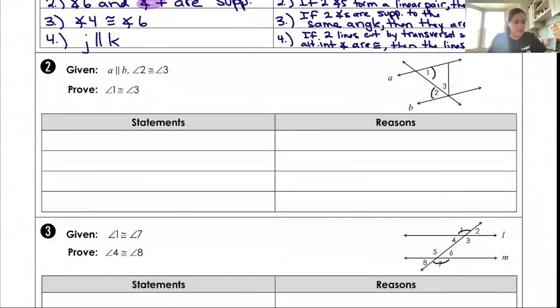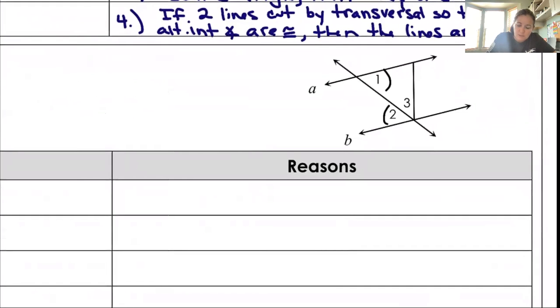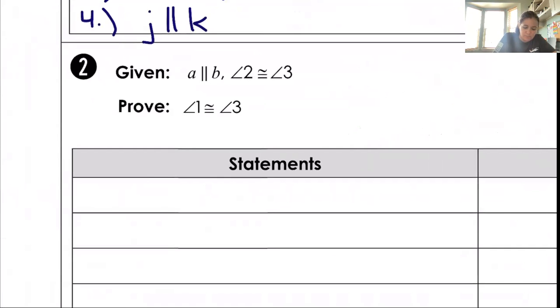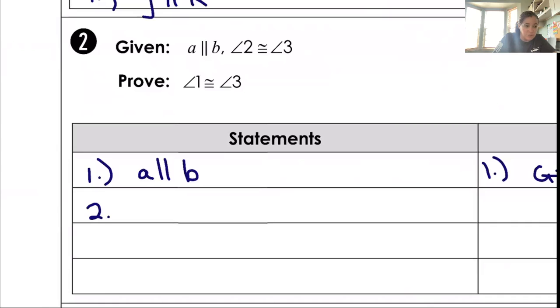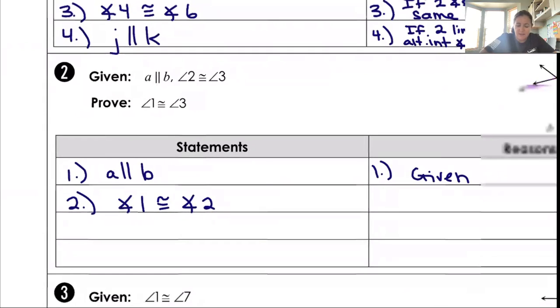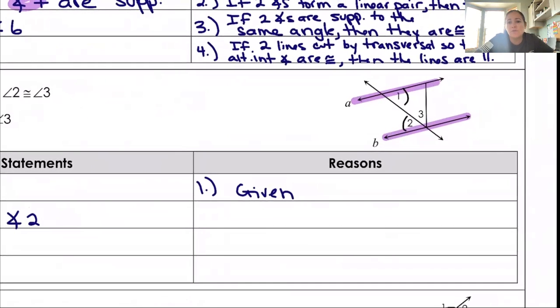All right, let's see in number 2. So for number 2, we know A is parallel to B. That's given to us. Whoops, it looks like I already have 1 and 2 marked up. So I might as well go ahead and write that in there. So I know A and B are parallel. And then from that, well, first of all, that's given. From that, we know that angle 1 is congruent to angle 2. And then they are alternate interior angles with those parallel lines. So you can say if two lines are parallel, then alternate interior angles are congruent.